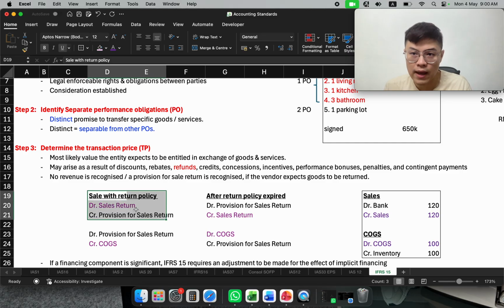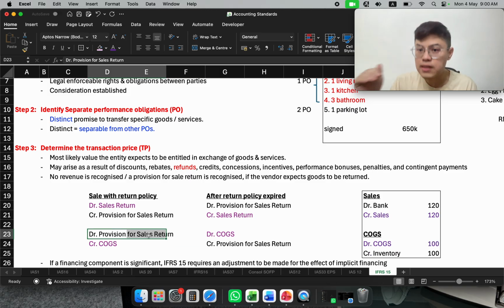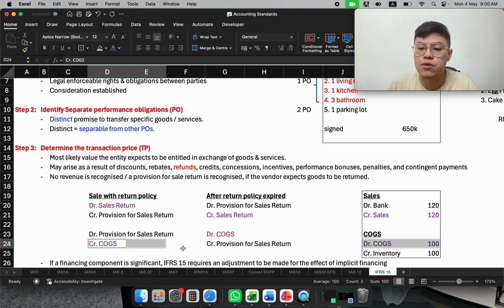Correspondingly, when you are expecting this particular sale will be returned, you debit sales, credit provisions. Correspondingly, they also will return the inventory to you. In this case, in reality we are not really taking back the inventory. We just need to debit provision for inventory related to the sales return, credit your cost of goods sold to restate your cost of goods sold.